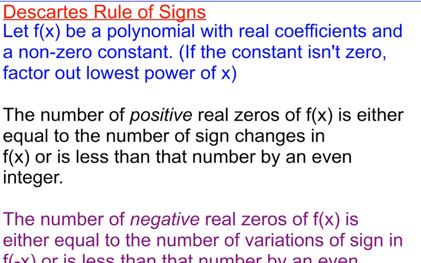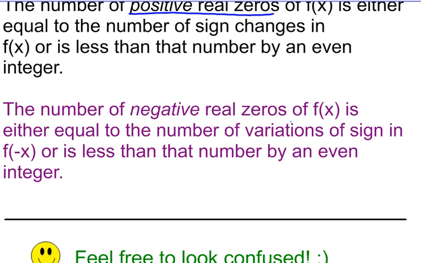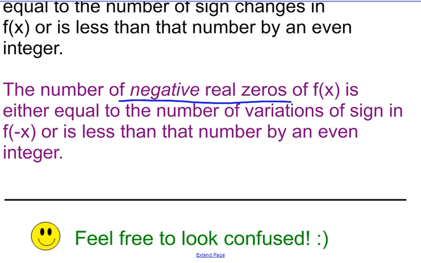Then it says the number of positive real zeros is either equal to the number of sign changes in f of x or is less than that number by an even integer. Sounds really easy, doesn't it? The number of negative real zeros for f of x is either equal to the number of variations in sign in f of negative x or is less than that number by an even integer. So that all makes perfect sense, right? You can just go do the problems. Sounds super confusing, I think. You don't even know what I'm talking about, right?